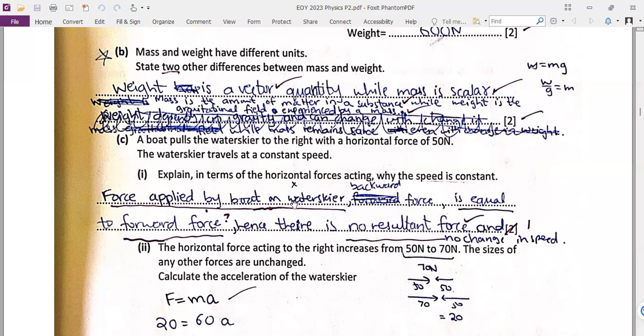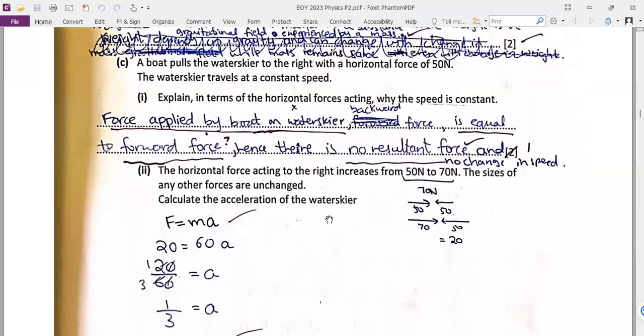So what is the mistake here? The mistake is that in terms of the horizontal forces, why the speed is constant, the force applied by the boat on the water skier is wrong. The force applied by the boat on the skier is equal to the force applied by the water, the air resistance, or whatever the resistance is, and that's why the speed is constant. So this is why they lose 1 mark.